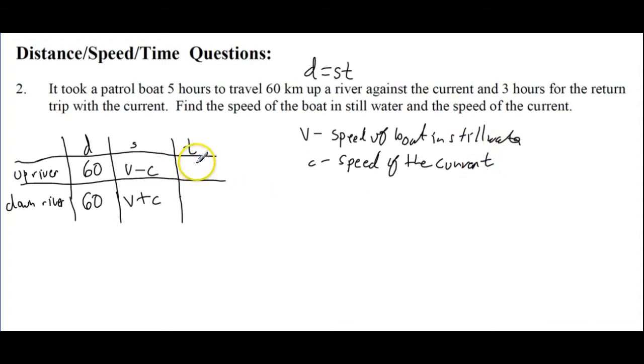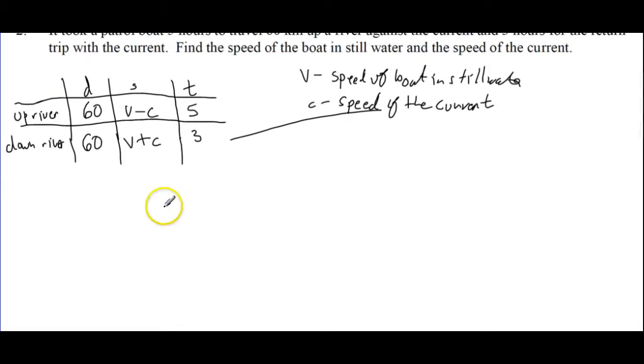And the amount of time it takes. Well, it takes 5 hours to go up river, and it takes 3 hours to come down river. And we know that distance is equal to speed times time, right? So 60 is equal to 5 times V minus C, and 60 is equal to 3 times V plus C.